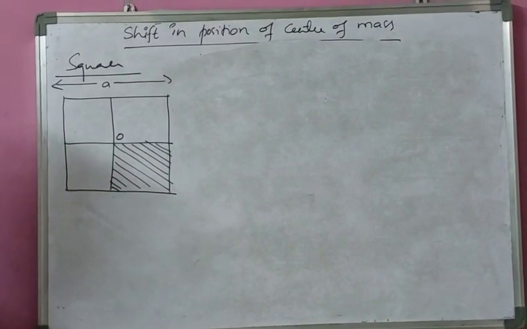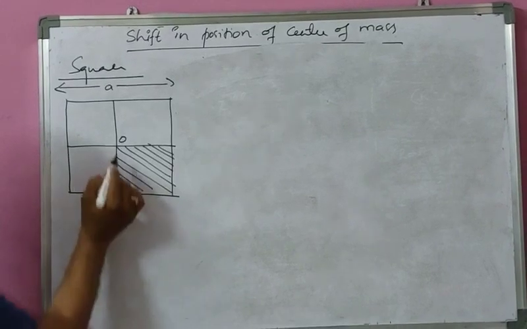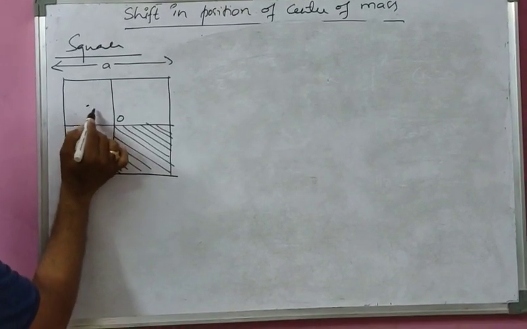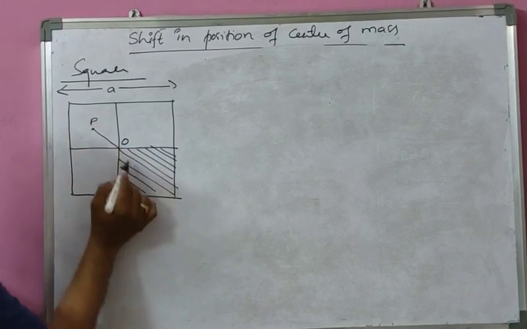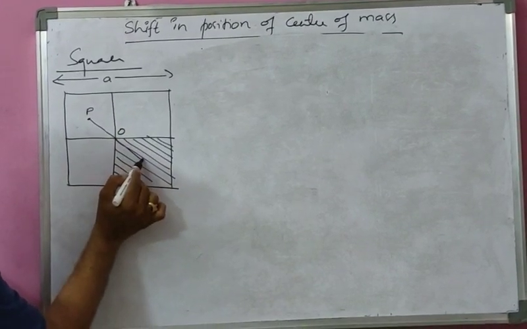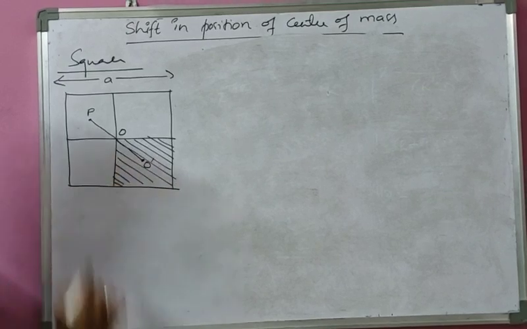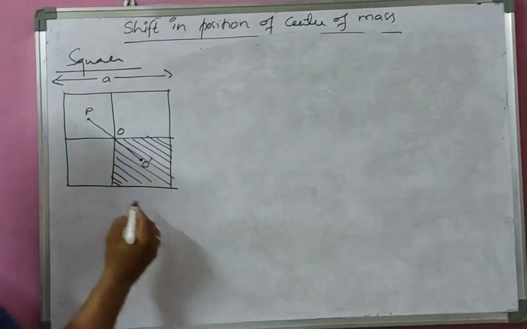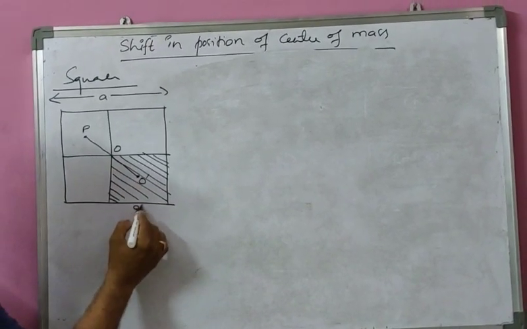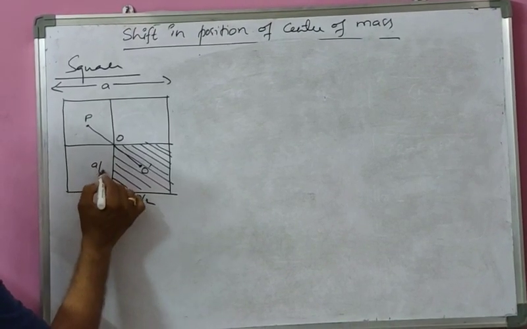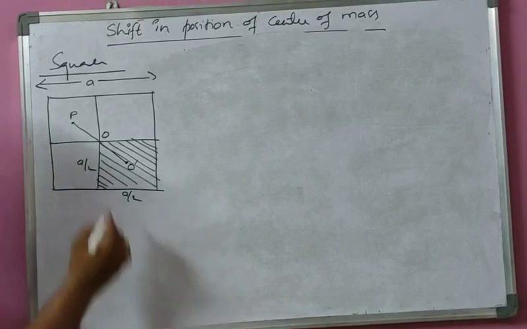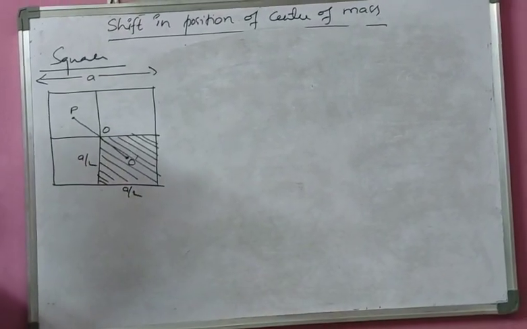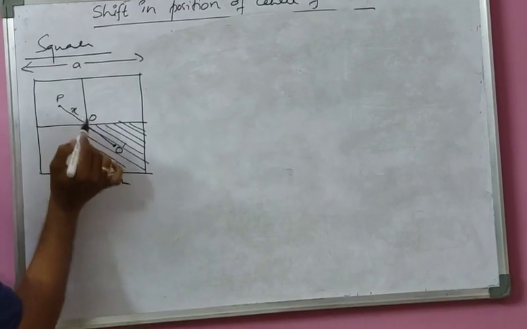If it is removed, naturally the center of mass is going to shift in this direction. So this is the new center of mass P, and the center of mass of the cut part I am taking as O dash. You know this is A by 2, and this is A by 2. The diagonal becomes how much here? We can calculate according to Pythagoras theorem. This I am taking as x.